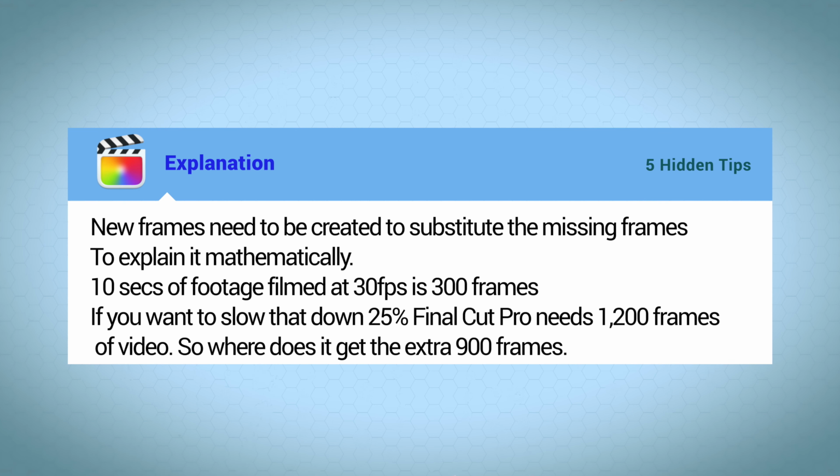But if your camera filmed at the normal 30 frame per second, to slow that footage in Final Cut to the same 25% speed, new frames need to be created to substitute for those missing frames. So let me explain it mathematically. 10 seconds of footage filmed at 30 frames per second will give you 300 frames of video. If you want to slow that to 25%, Final Cut needs 1200 frames of video. So where does it get the extra 900 frames?